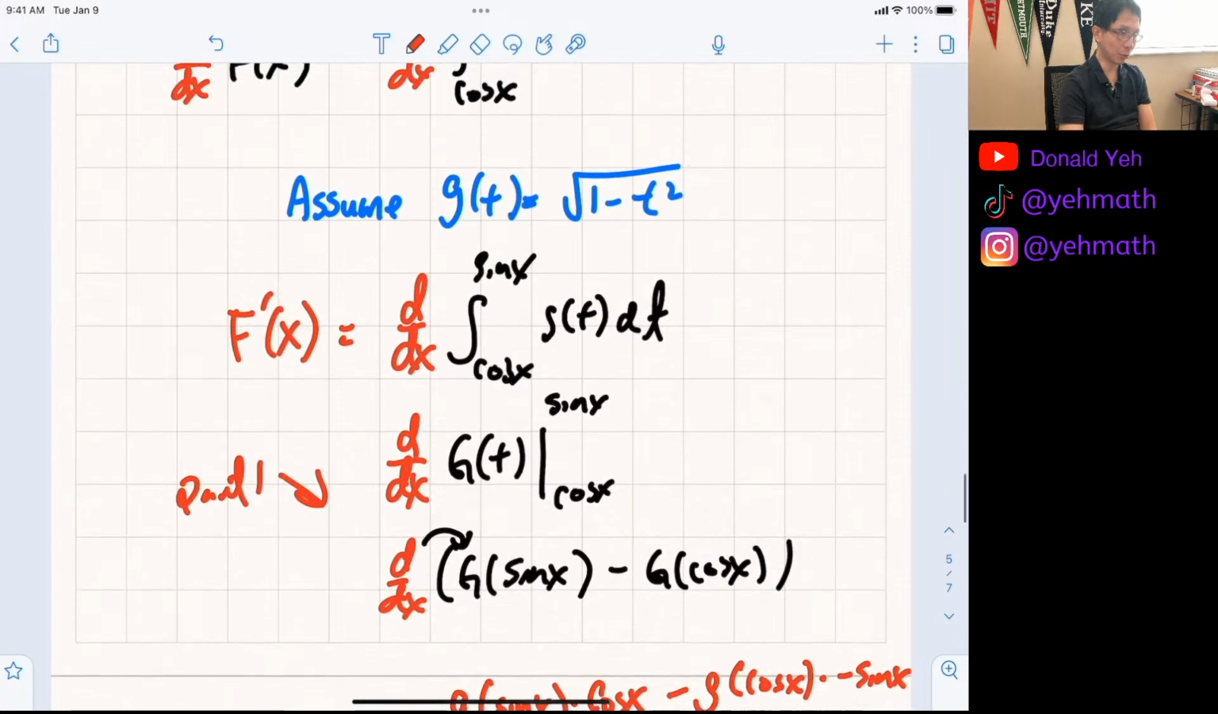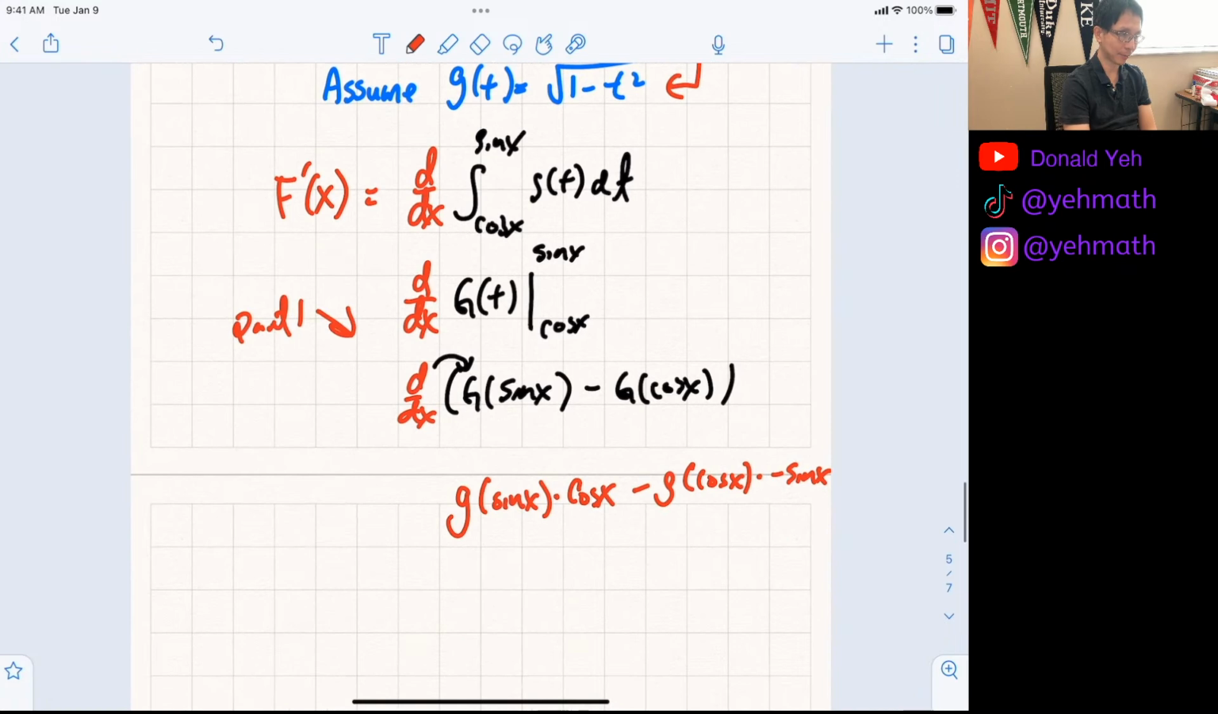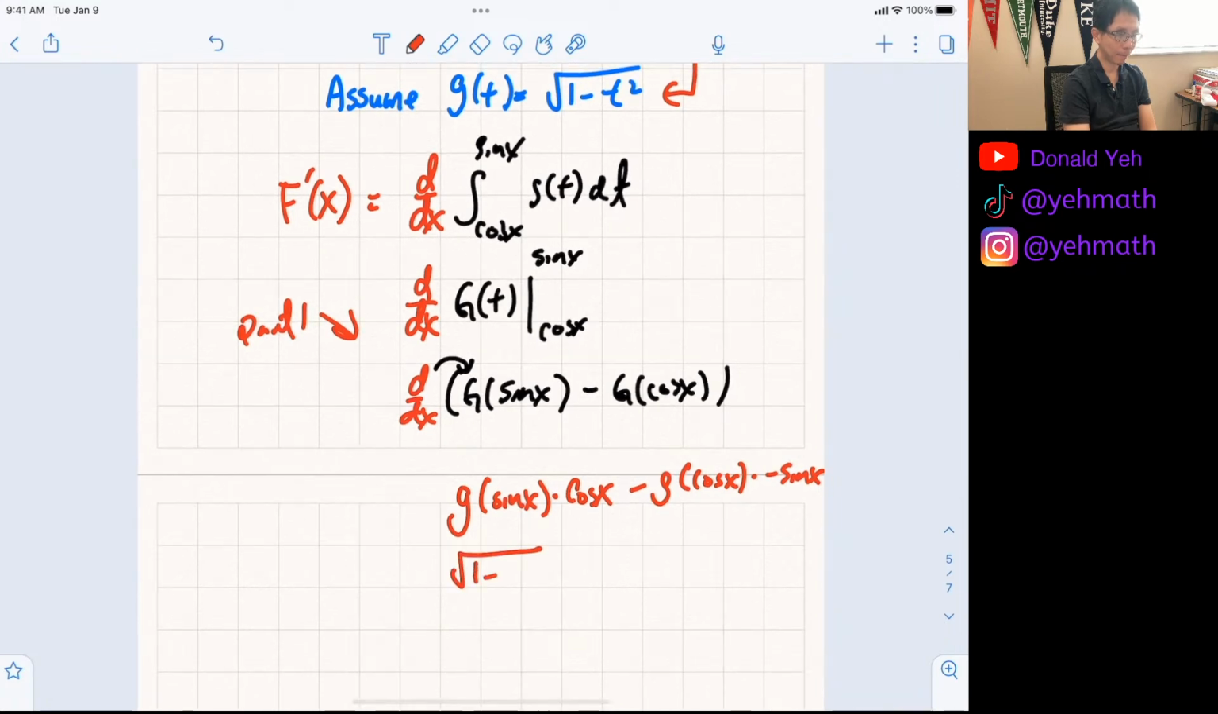Then we know what this situation is, right? What is g of sine of x? If g of t is equal to the square root of 1 minus t squared, so what's g of sine of x? Just substitute t with sine of x. 1 minus sine squared of x, good. What is g of cosine of x? Sine squared of x times negative.